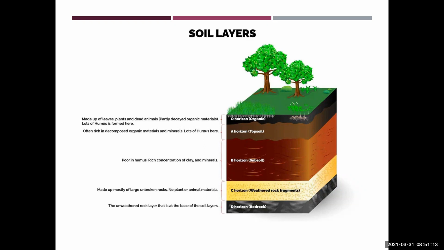Then we talk about the C horizon. These are the rock fragments in the soil that are starting to be broken down. There tends to be no plant or animal materials down here. And then we have the D horizon, which is bedrock. And this is the unweathered rock layers. That's the base of the soil layer. And as those horizon bedrocks move up towards the surface, they're broken down into smaller and smaller bits that eventually get mixed with organic materials and become the O and A horizons.